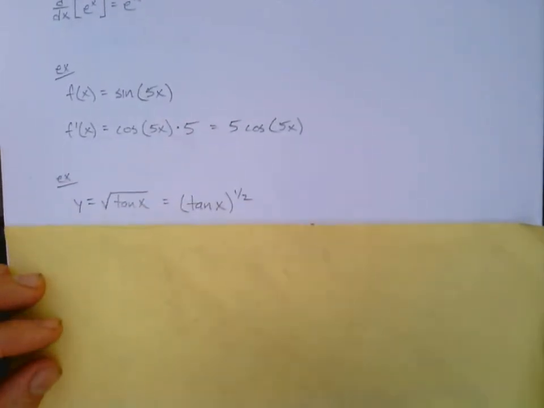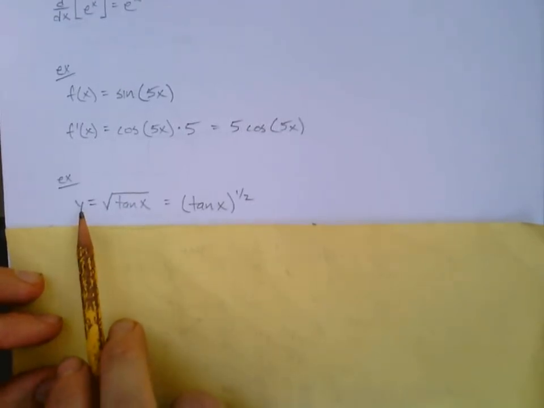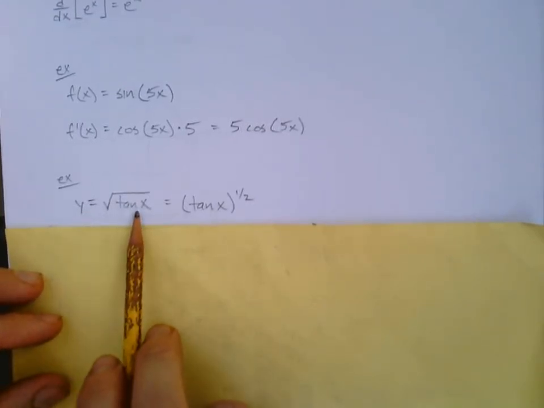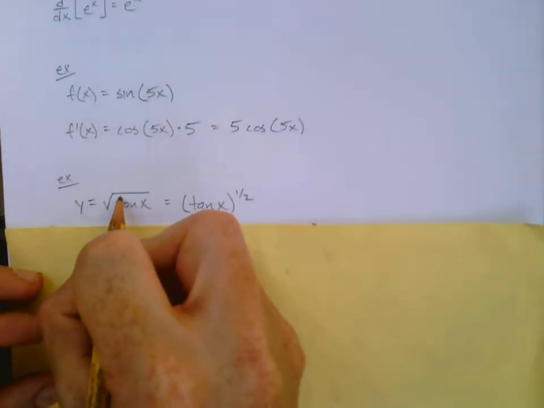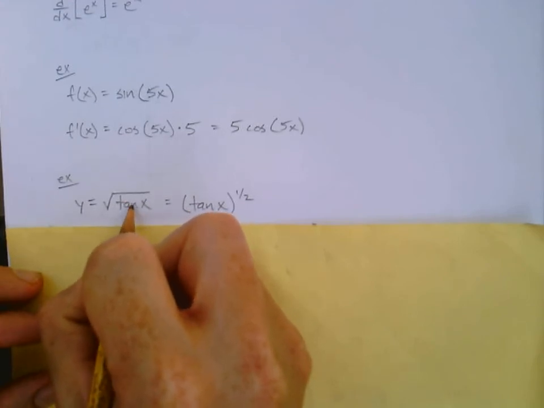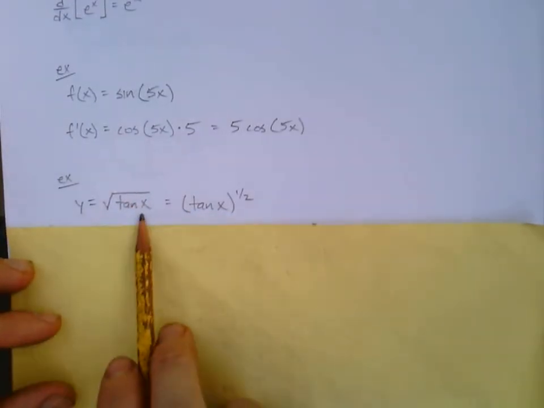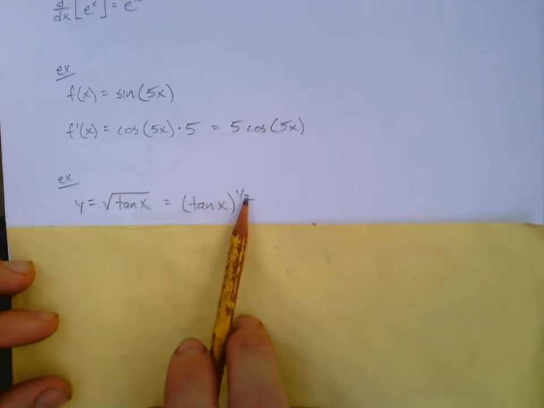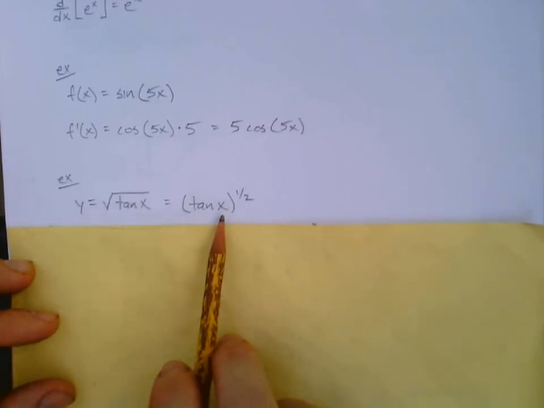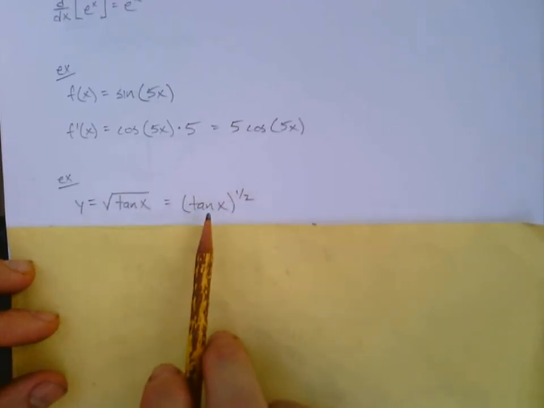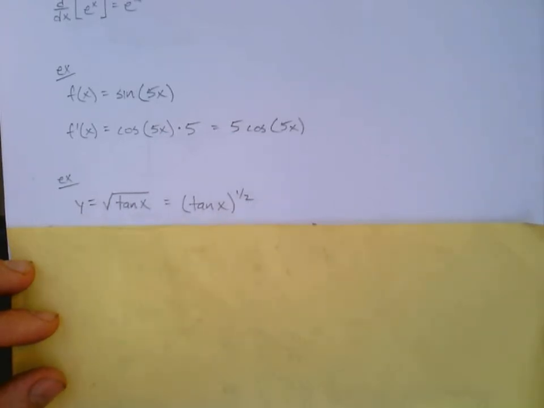Okay. Ooh, how about this? y equals the square root of tangent x. We didn't see anything like that in the trig section, at least not in the lecture, that's for sure. Okay, the square root of tangent x. So we're going to think of that as tangent x raised to the 1/2, right? And if you think of it this way, well, we've got another chain rule. We've got an inside, tangent x, and the outside is that power.